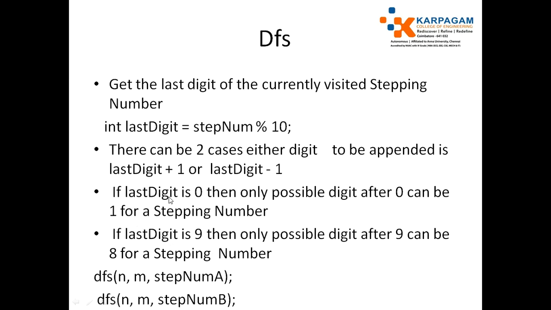So what happens if the last digit is 0? Then the only possible digit after 0 can be 1. That's a trivial case here. Similarly, if the last digit is 9, then the only possible digit after 9 can be 8. Those are the two exclusive cases. Otherwise, you can easily apply your DFS with respect to step number A or step number B. Here step number A means the last digit plus 1, and step number B means the last digit minus 1, right?